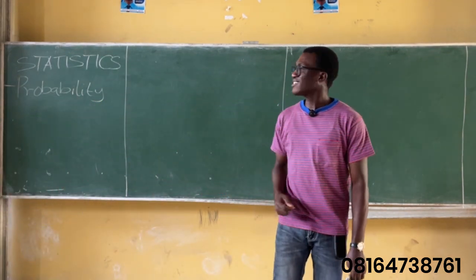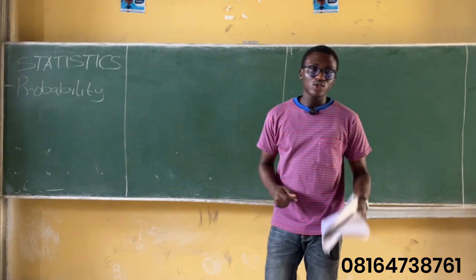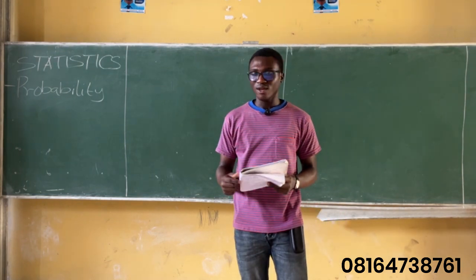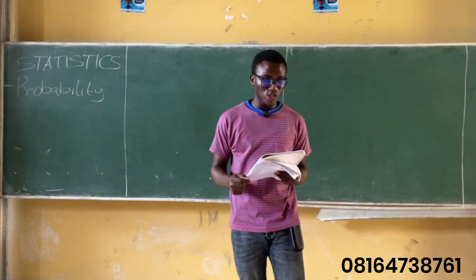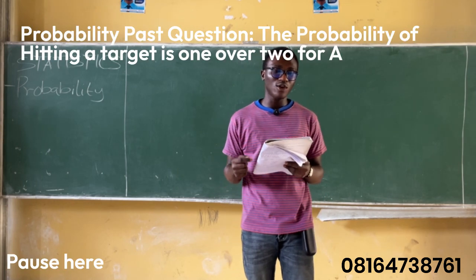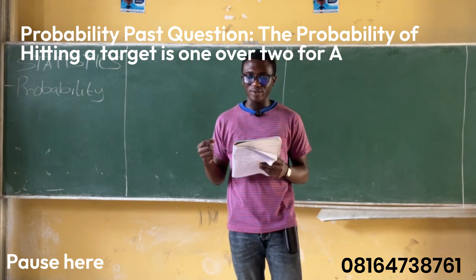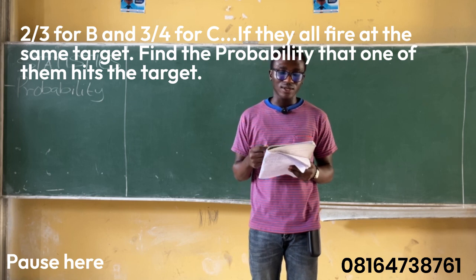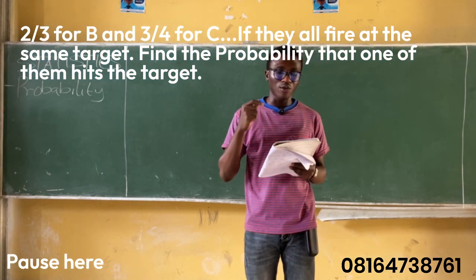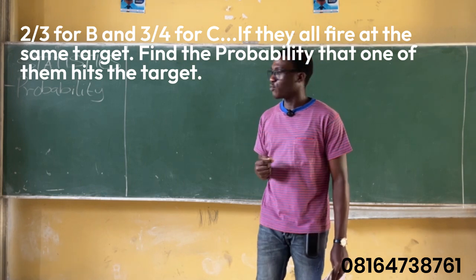Today, we are going to be treating statistics, under which we'll be touching probability. For our question today, we'll be looking at a probability past question, which says, in a shooting test, the probability of hitting the target is 1 over 2 for A, 2 over 3 for B, and 3 over 4 for C. If all of them fire at the target, find the probability that at least one of them hits the target. So first off, we're going to outline the parameters that we've been given.